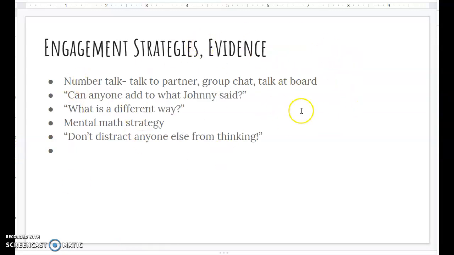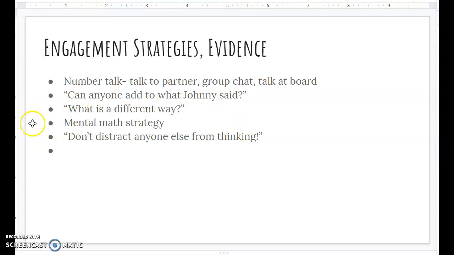Some of her engagement strategies, I was very impressed. She didn't have to tell students to be quiet. They just listened to her because they were highly engaged. She did a number talk. You talk to your partner, you talk as a group, and then you talk at the board to figure things out. Oh, this is what I said earlier. Can anyone add to what Johnny was saying? What else is it? Because that's a way for students who may struggle a little bit to have an opportunity to express themselves, but then students who get it can kind of come in and add to it, and they're working together as a team.